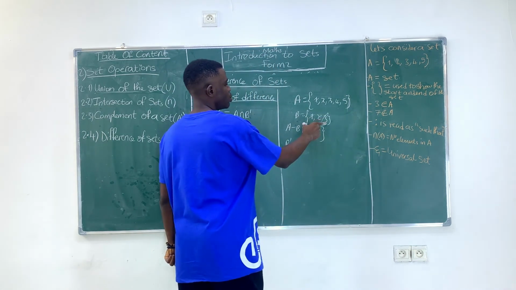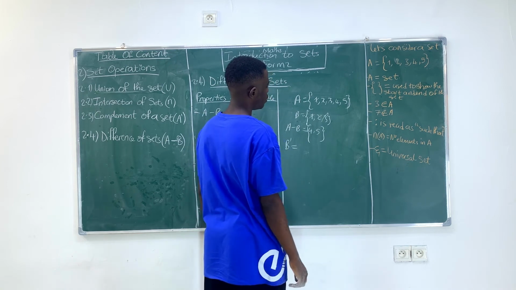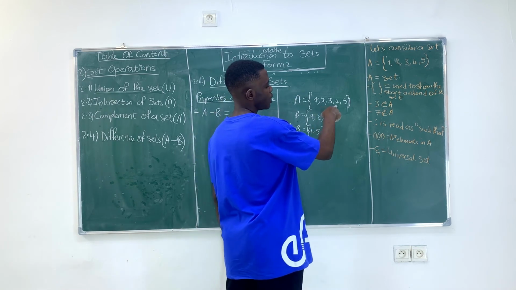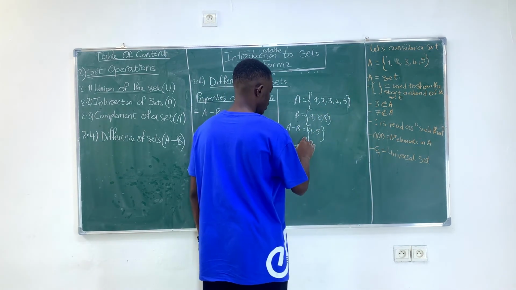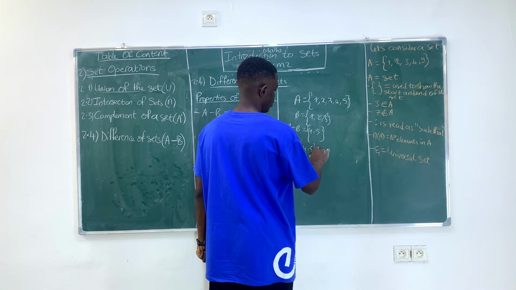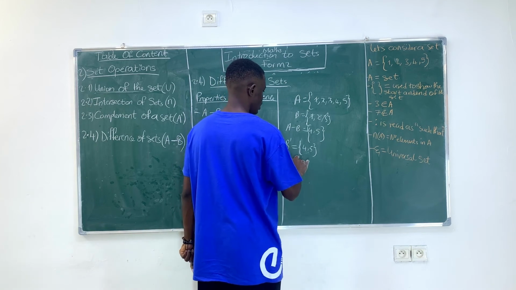So what is every value which is not found yet? I mean, every value in A which is not found in B means the values are 4 and 5. So your B prime is going to be 4 and 5. So what's A intersection B prime?